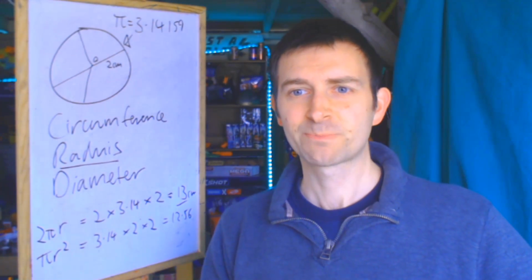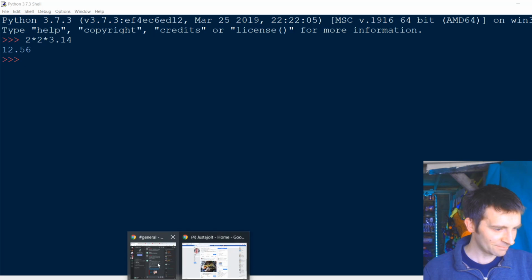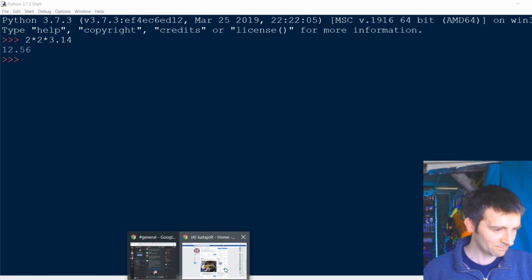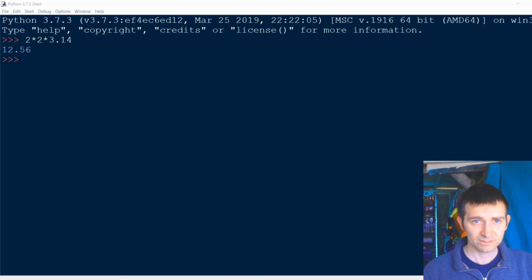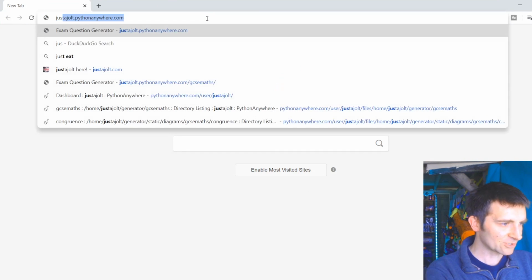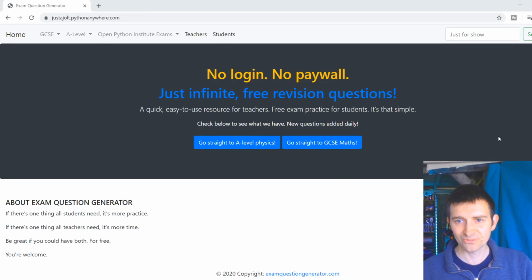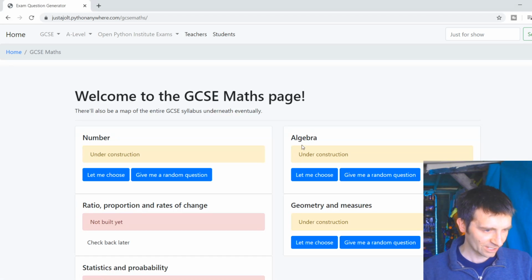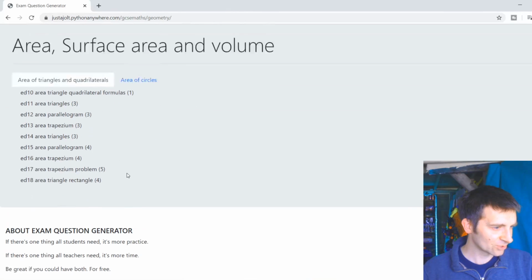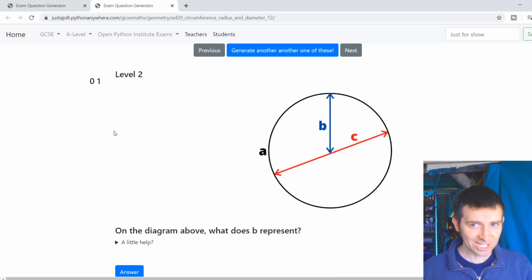So, having been through those basics there, let's now go across to here. Let's get a new window up, and if we go to just.jolt.pythonanywhere.com, that's the website I'm currently developing for the purpose of learning all kinds of wonderful stuff. If we go to geometry and measures, and let's go to circle geometry, area sets and volumes, area of circles, and let's just test our knowledge of this, shall we?